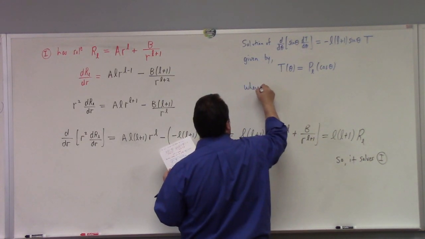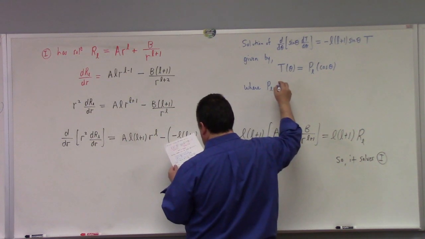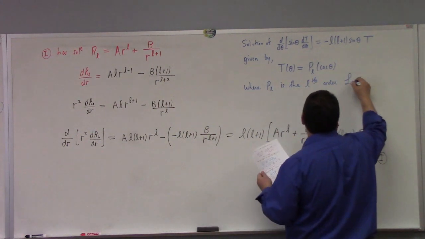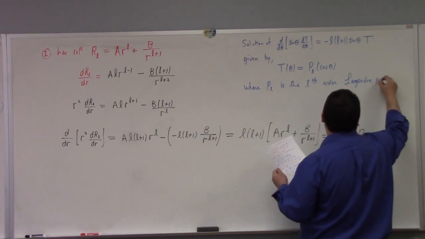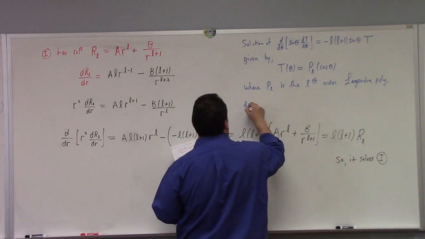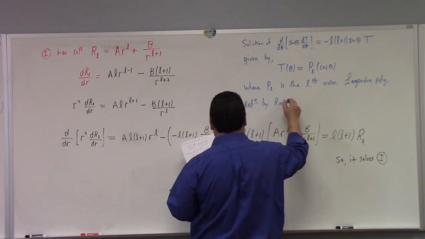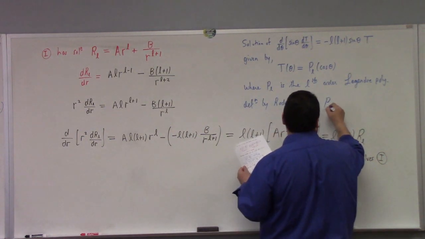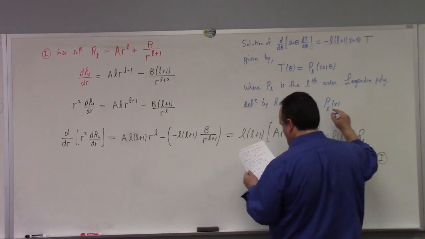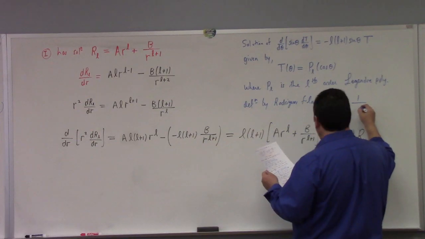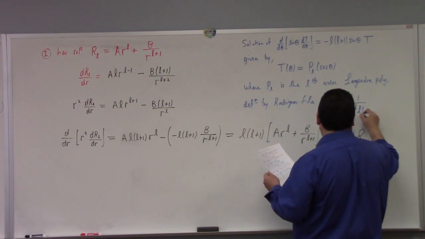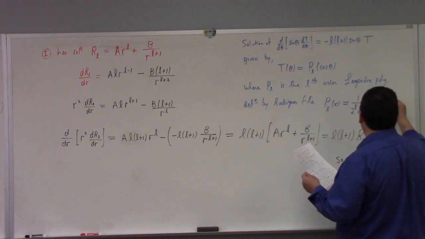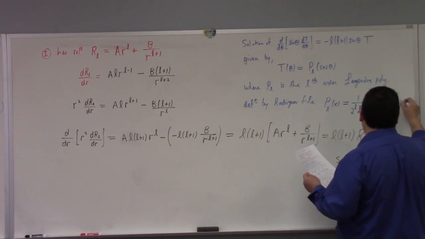where P_L is the L-th order Legendre polynomial, defined by the Rodrigues formula. The Rodrigues formula says P_L of x, you can calculate as 1 over 2 to the power L times L factorial, the L-th derivative applied to the function x squared minus 1 to the L power.